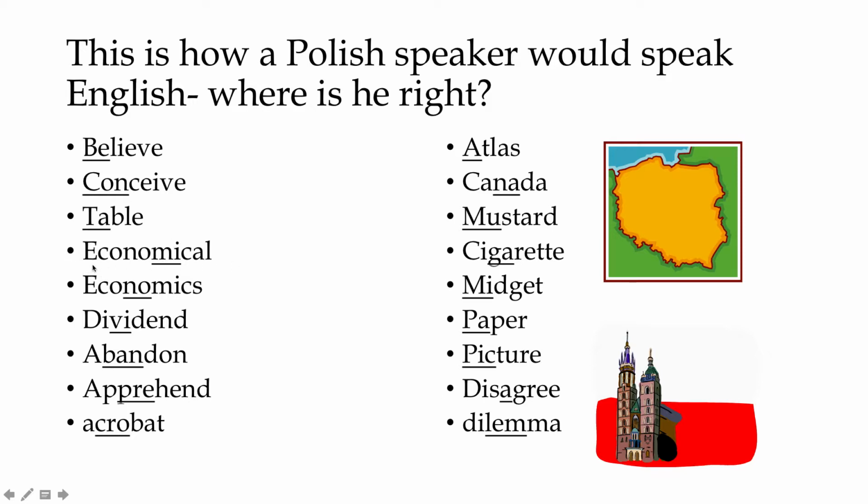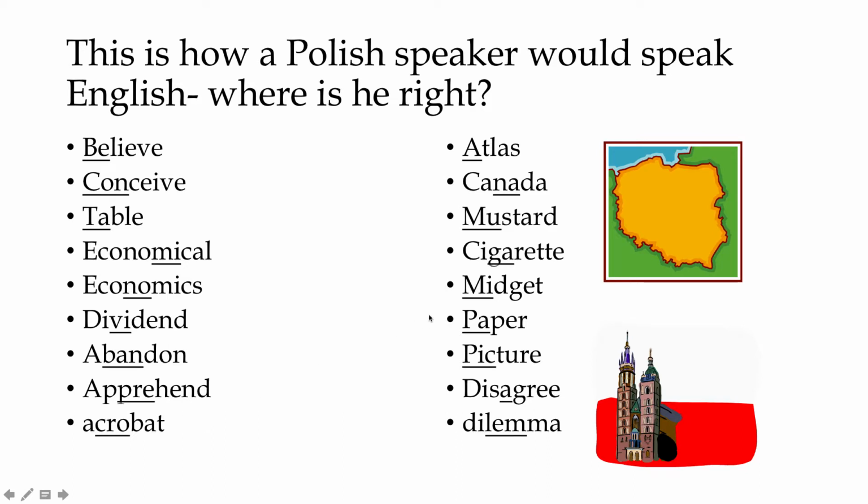So their pronunciation of the English word economical would be wrong because we stress the "na," and a Pole would be used to stressing the second to the last, not the third to the last. So believe, no, it's believe. Conceive, it's conceive. Table, they would be just fine. Dividend, no, we say dividend. Abandon, they would be fine. Apprehend, they would be wrong. It's apprehend. Acrobat, acrobati. No, it would be acrobat is how it is.